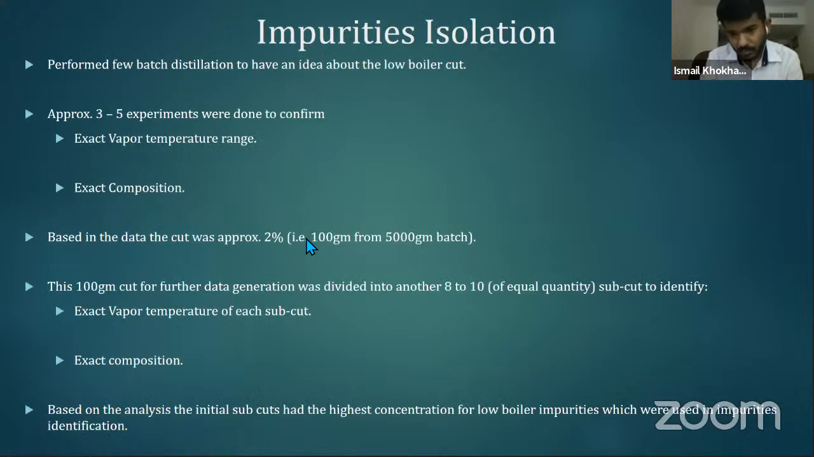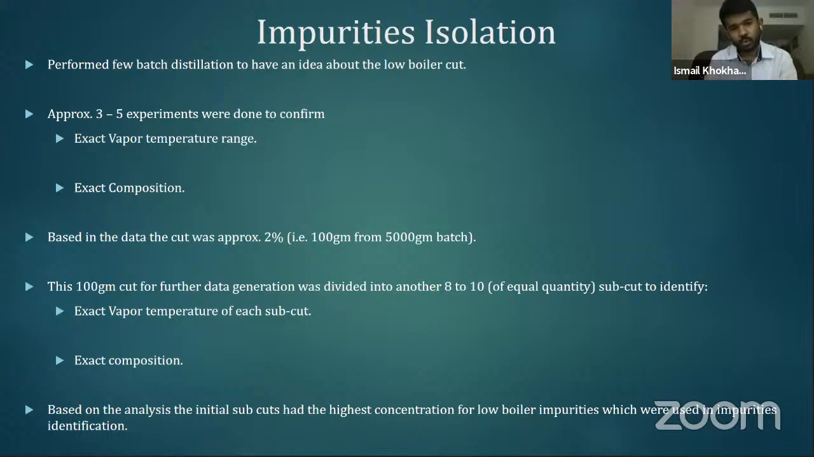So now for impurity identification, how we isolated the impurity, because you cannot just send any random samples for impurity identification. So rather than performing the entire distillation batch, our focus was to completely isolate an impurity in the highest concentration form. Methods like GC-MS and NMR can easily give us what impurities we are having.